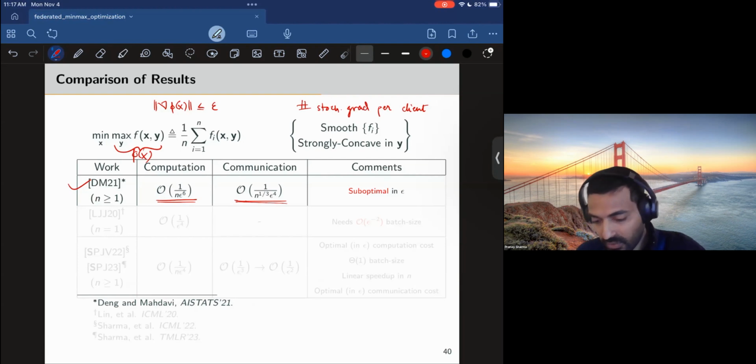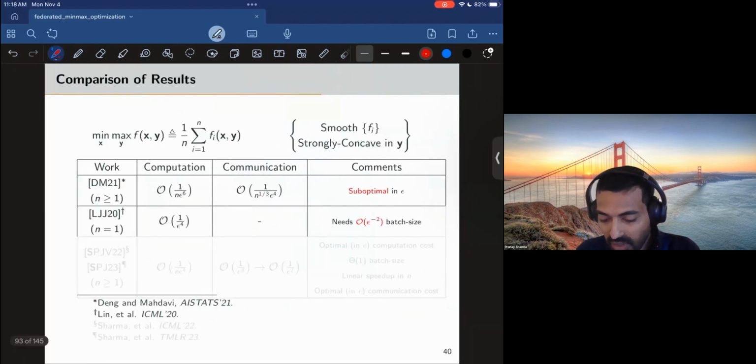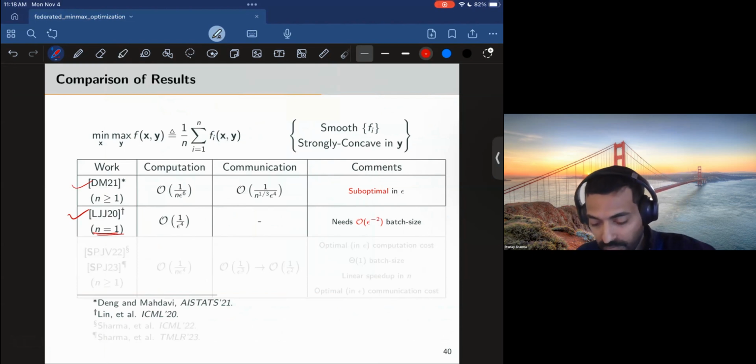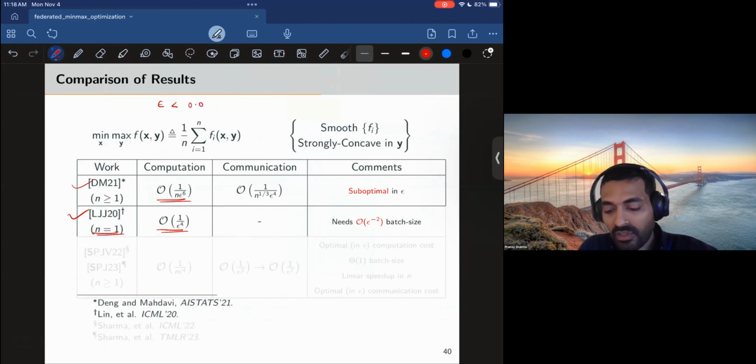Because this was the first result, it was okay, but there were a few problems. First, the result was suboptimal in epsilon, so you can do better than this. The reason we know we can do better is because there was another paper, which appeared previous to the first one, which solved this problem for a single client, or in the centralized setting with all the data at a single location. It achieved a certain complexity which is clearly better than this. Because epsilon is some small constant like 0.01 or even smaller, this is much worse than 1 over epsilon to the 4.